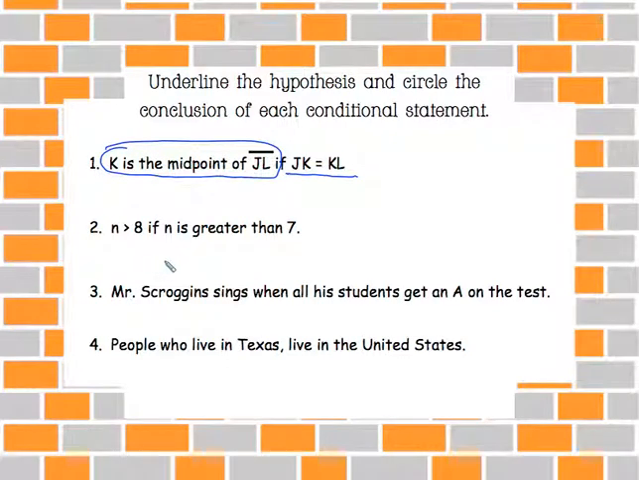N is greater than 8 if N is greater than 7. So if N is greater than 7, then N is greater than 8. Why don't you pause it and see if you can do the last two. Mr. Scroggins sings when all his students get an A on the test. So first, all his students have to get an A on the test, then Mr. Scroggins sings.